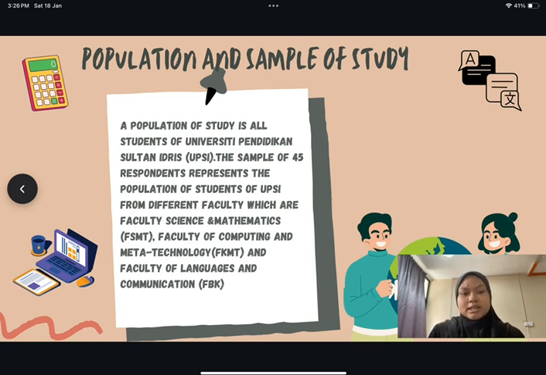Next, the population and sample of this study is all from students from Universiti Pendidikan Sultan Idris. The sample of 45 respondents represents the population of students of UPSI from different faculties, which are from Faculty of Science Mathematics (FSMT), Faculty of Computing and Meta Technology (FKMT), and lastly Faculty of Language and Communication (FPK).